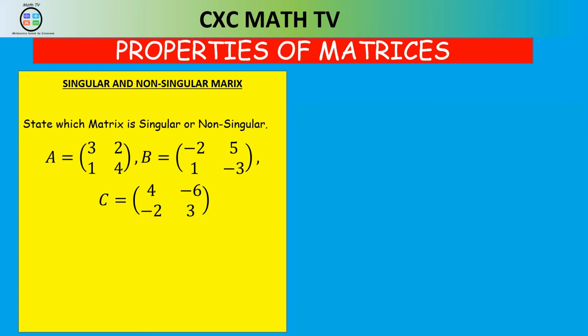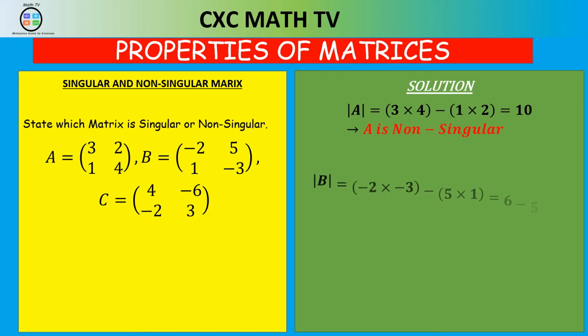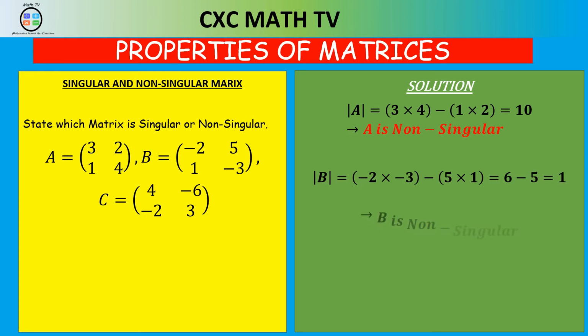As we pause and attempt, we realize the determinant of A is 3 times 4 minus 1 times 2, which is 10. Since it is not 0, in red color we can write A is non-singular. Let's look at B. Negative 2 times negative 3 minus 5 times 1, that works out to be 1. Now that is still not 0, and so we say that the determinant of B is 1. And so B is non-singular because it's not 0. Let's look at C. 4 times 3, which is 12, minus negative 2 times negative 6. And that works out to be 12 minus 12, which is 0.